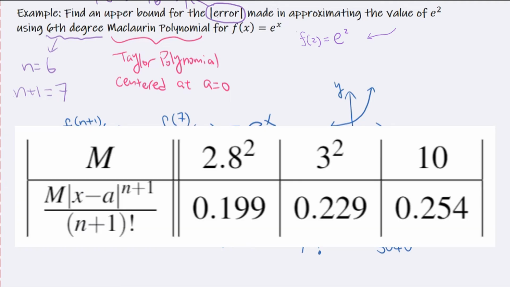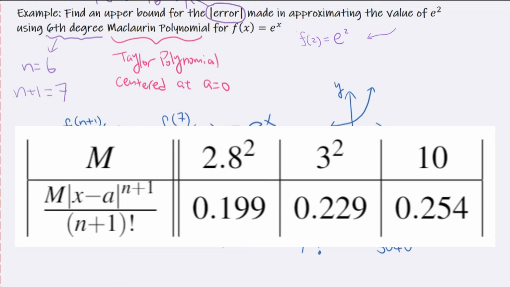And for comparison purpose, here is a table with the 3 m values that we have mentioned in this video, together with the corresponding upper bound of the error that you would find by using each m value. All three answers are correct there. 0.199 is an upper bound of the error in approximating e squared using the 6-degree Maclaurin polynomial. It actually gives us a pretty accurate interval by telling us that, hey, the error is at most 0.199.